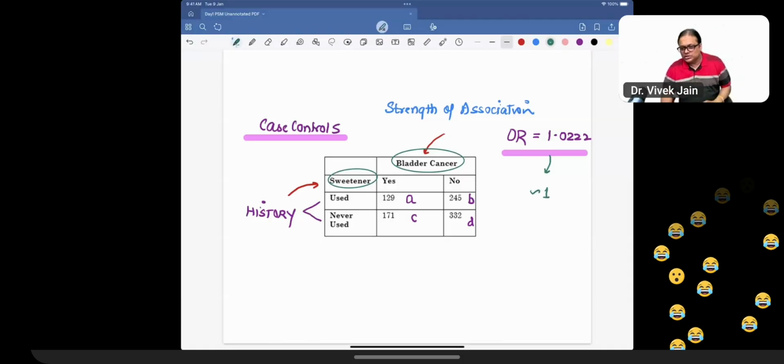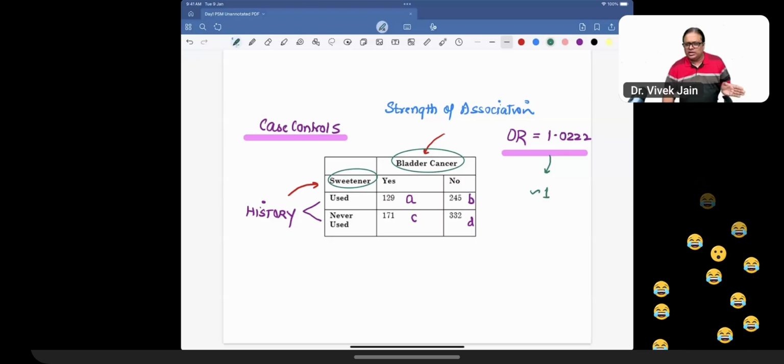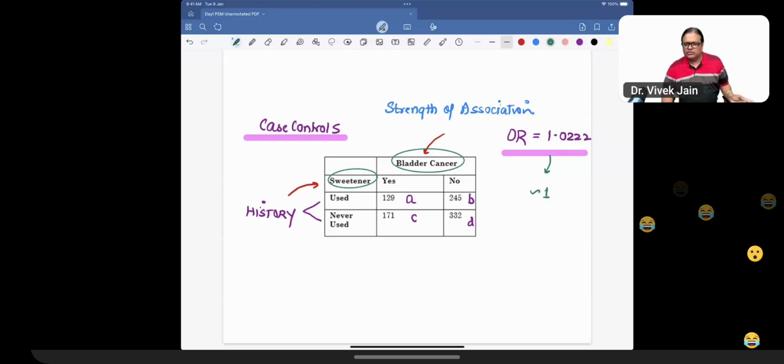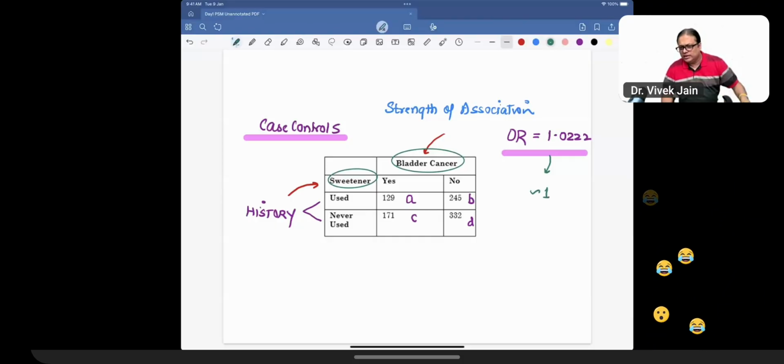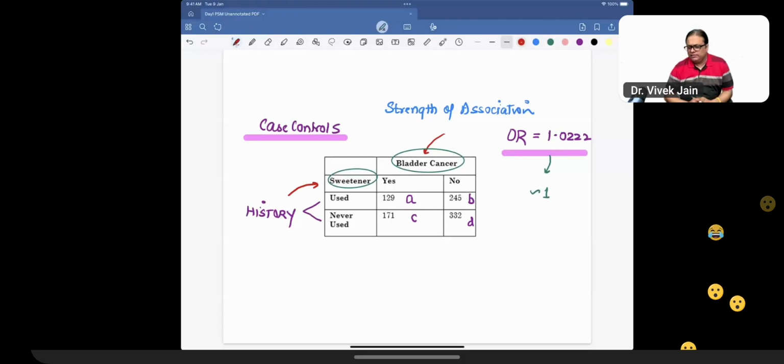So almost no association. It is not 1.2. If it is 1.2, definitely association is present. It is 1.02, which is a very minor or very small association. Even that could be wrong. Why that could be wrong? Yes, you can say slightly increased chances. But generally, when you get studies where odds ratio comes 5, 10, 15, 20, then 1.02 is generally not significant.